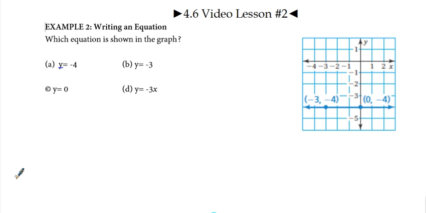Well, what do we notice about this? Let's see. What kind of line is this? We have a picture of a horizontal line. And how do we find the equation of a horizontal line? Well, let's think about it. What do you remember about the slope of a horizontal line? What is the slope of a horizontal line?